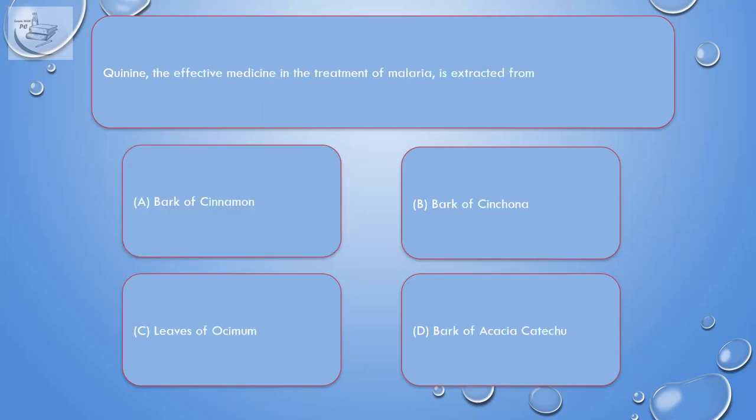Question: quinine, the effective medicine in the treatment of malaria, is extracted from A. Bark of cinnamon. B. Bark of cinchona. C. Leaves of ocimum. D. Bark of acacia catechu. Correct answer is B. Bark of cinchona.